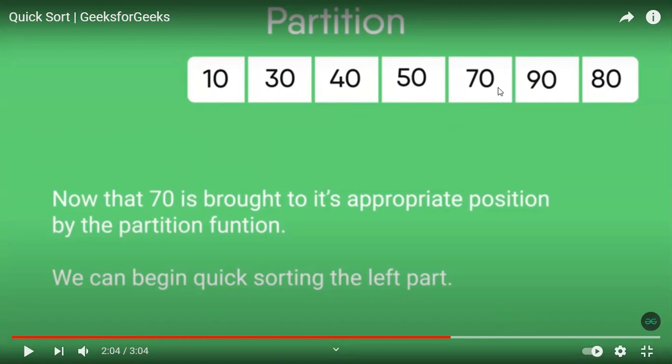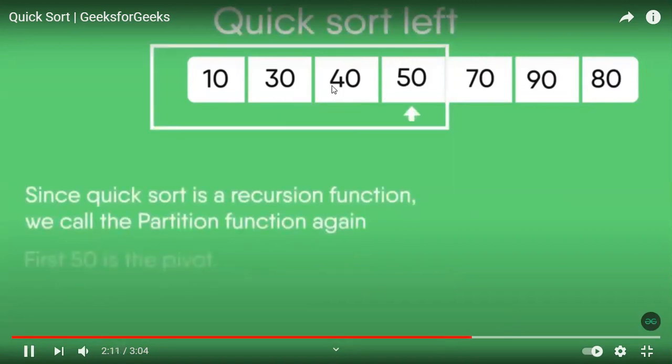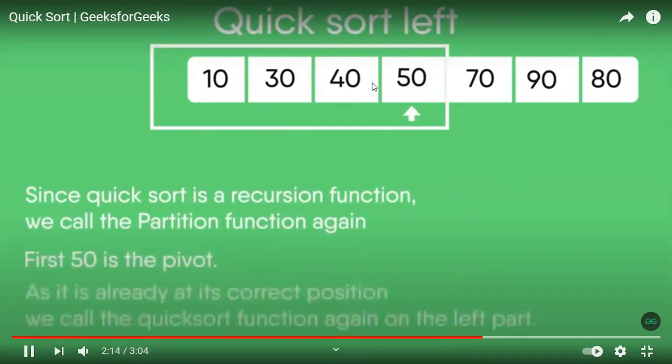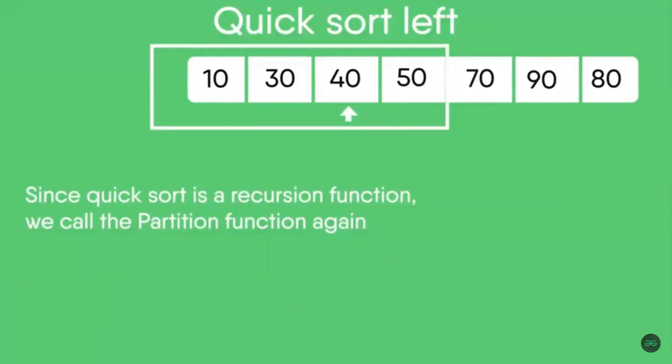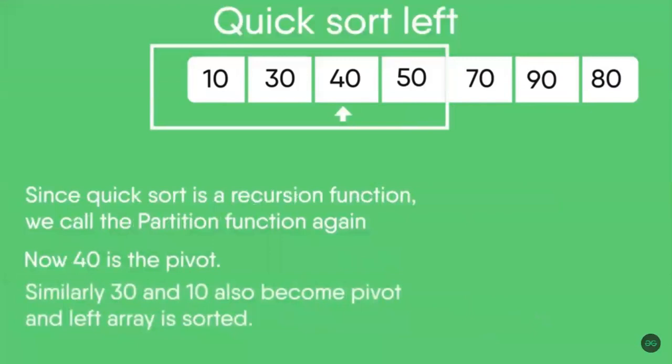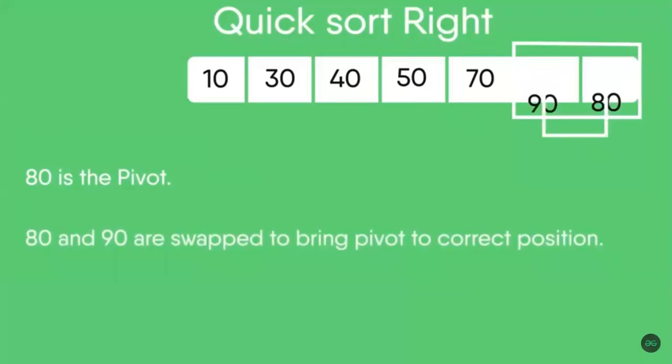Yes or no? Now that 70 is brought to its appropriate position by the partition function, we can begin to quicksort the left part. The elements 10, 30, 40, 50 are already arranged, no change; the recursive function arranged them in sorted order. Then take the right. Smaller 30 and 10 also become pivot and the left array is over. Then quicksort the right array: 90 and 80, swap them.